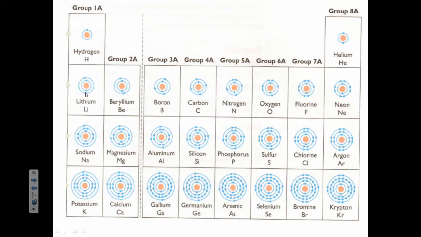And then as you go across the period, you can see the number of electrons keeps going up by 1. So this has 3 electrons, beryllium has 4, 5, 6, 7, 8, 9, 10. And the outer shell for everything in group 8A, besides helium, because it's just a little guy, all of these have 8 electrons in their outermost shell.